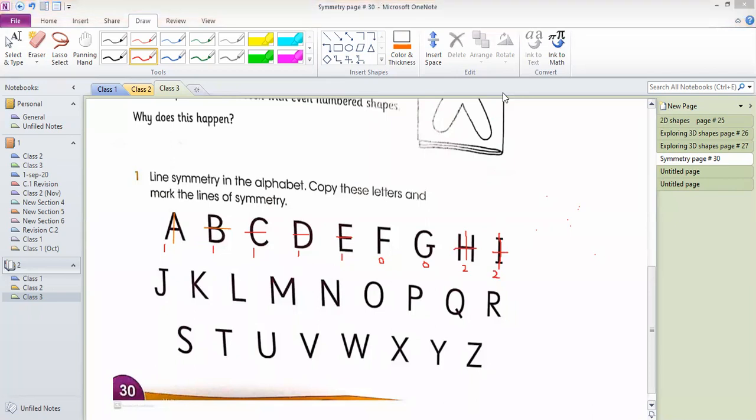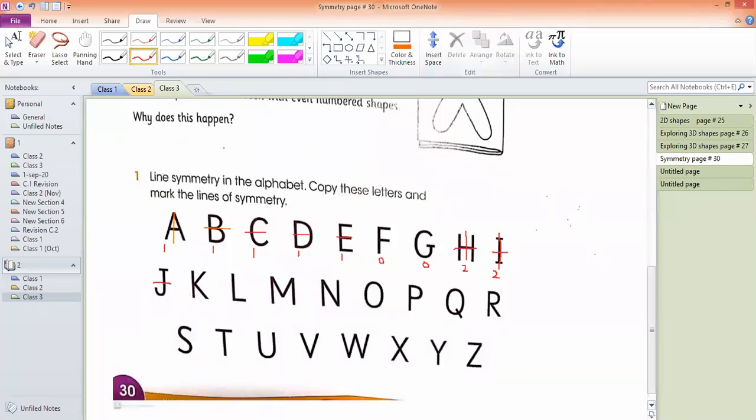Does J have a symmetry? No, sir. Okay, you are saying no. Let's try if J has a symmetry or not. Let's suppose I draw a line here, horizontal. You can see this bottom part is different than the top one. So there is no symmetry when you draw a horizontal line here.